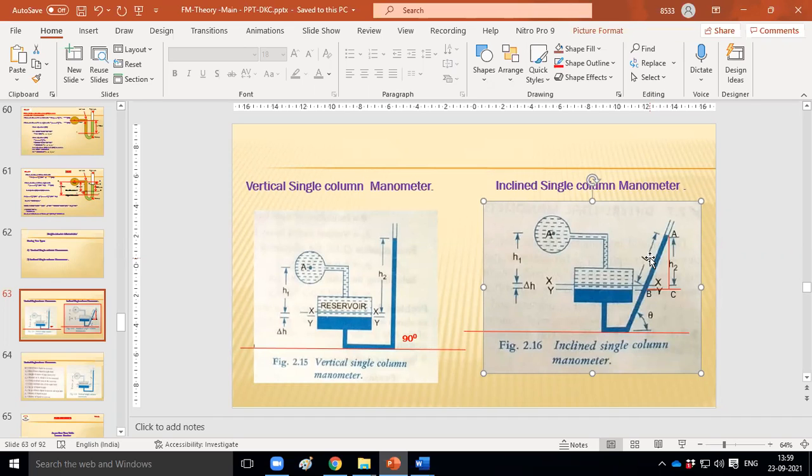Okay, and that vertical height you need to use in the calculation part. Keep in mind, you don't consider the incline height in the calculation part. You need to insert the vertical height. And you know how to find the vertical height in the case of the inclined single column manometer. That is the concept of the right angle triangle. Is it clear? Yes, sir.